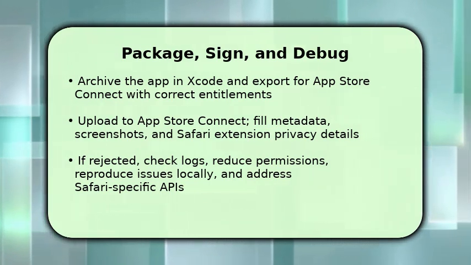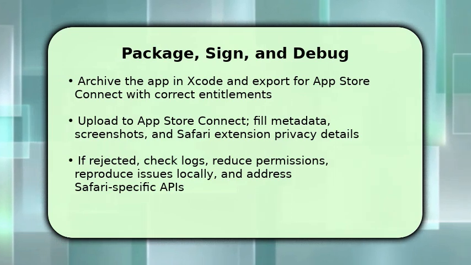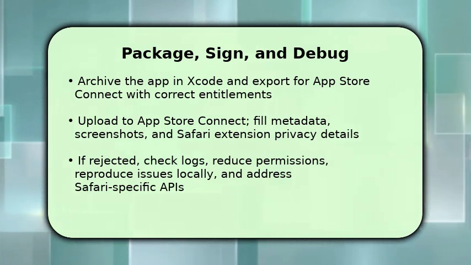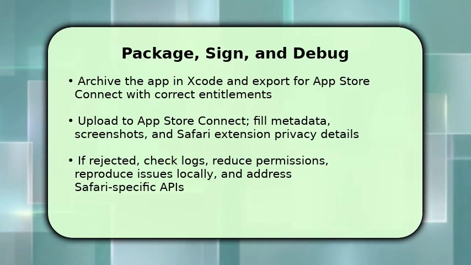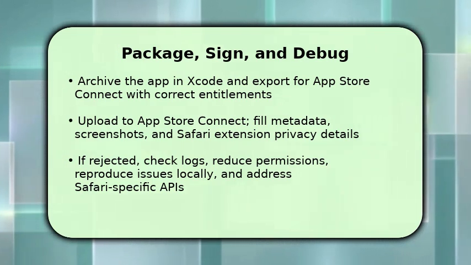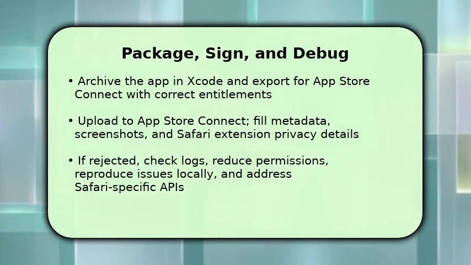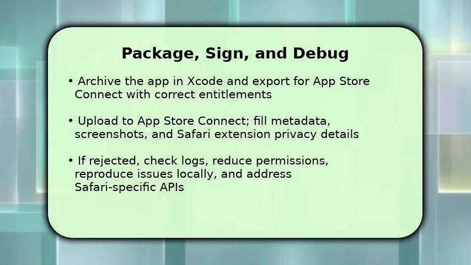If review fails, reproduce the rejection locally, inspect console logs and crash reports, minimize requested permissions, and adjust Safari-specific APIs. These targeted fixes resolve most review and runtime problems quickly.